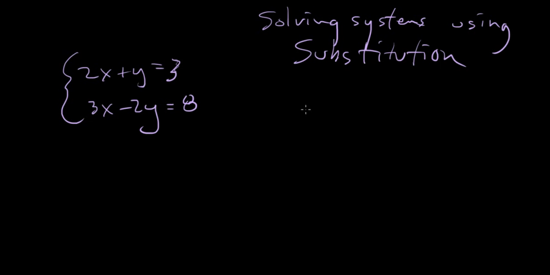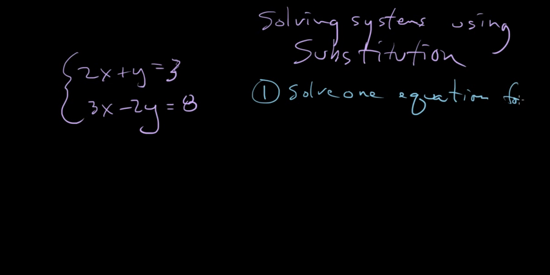So let me show you these 3 steps. Number 1, solve one equation for one variable. Write correctly, for heaven's sake. So solve one equation for one variable. And in this case, I'm going to solve this one for y. And that's going to be real easy because I subtract 2x from both sides. And I get y equals negative 2x plus 3. So that makes it easy.